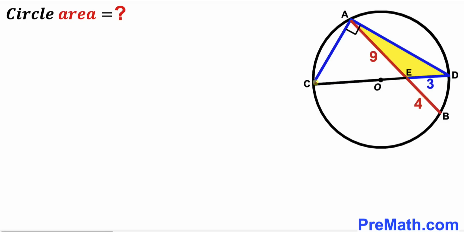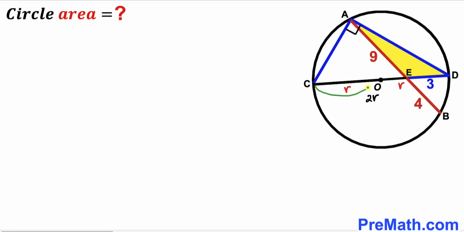Now we can see that this CO is the radius of this circle, so I'm going to label that as lowercase r. Likewise, this OD is the radius as well, so this is lowercase r as well. Therefore, this whole diameter CD is r plus r, which gives us 2 times r.